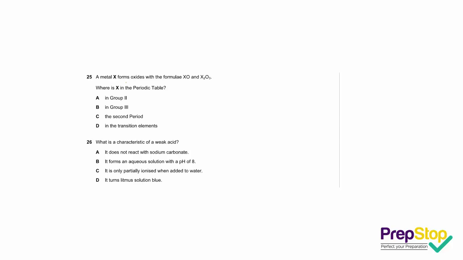A metal X forms oxides with formulae XO and X2O3. Where is X in the periodic table? So first of all, we see that the same element X forms two different oxides, which means it has variable oxidation states. And this is a property of transition metals.